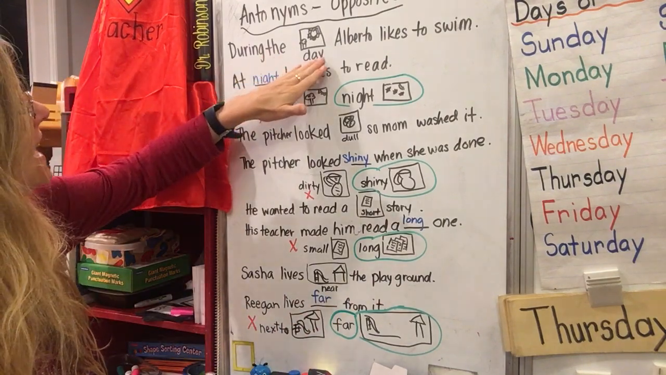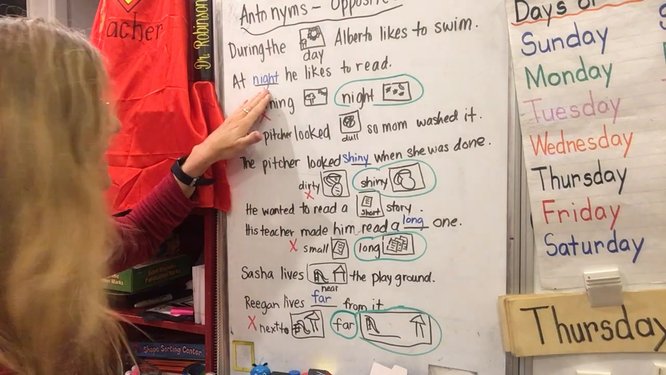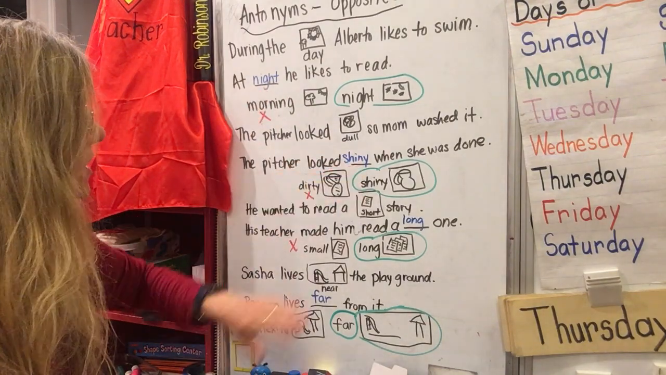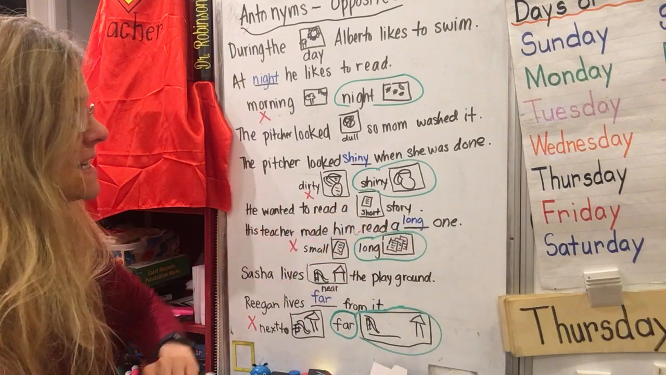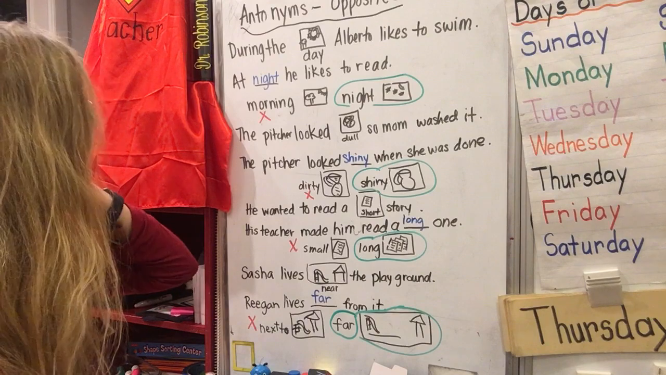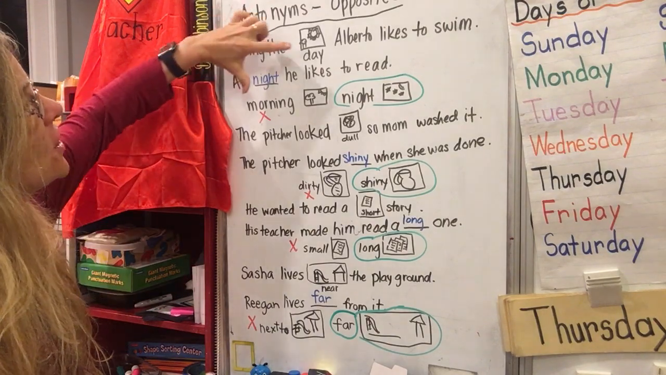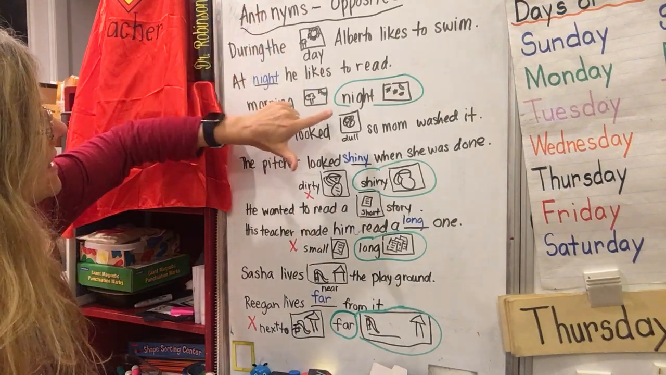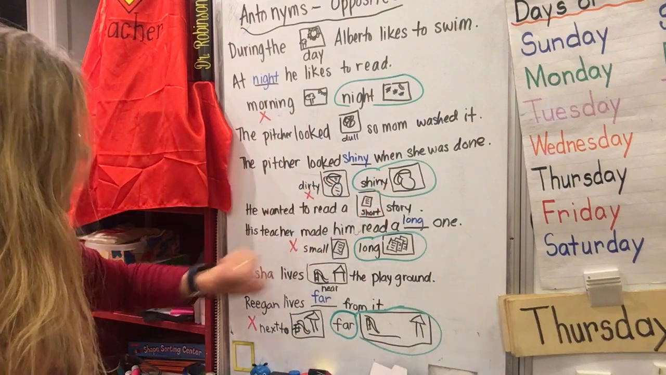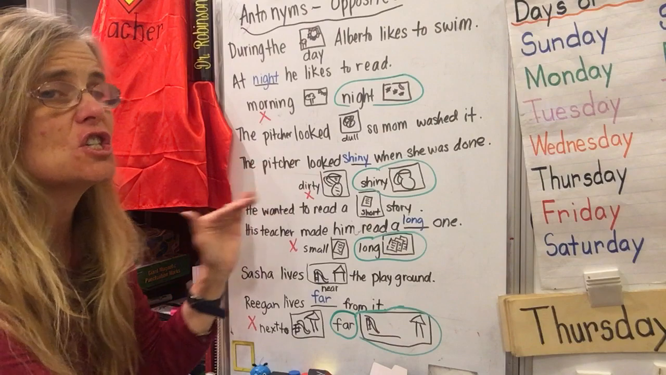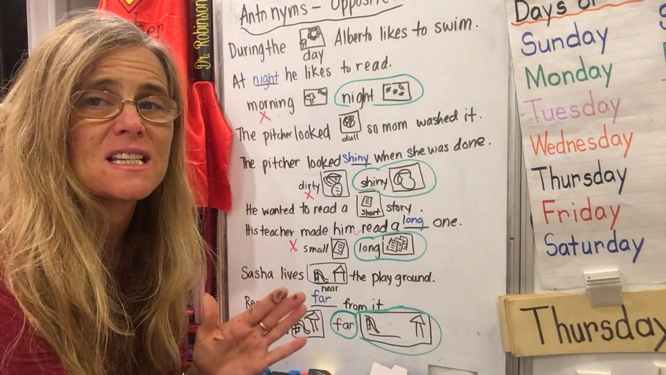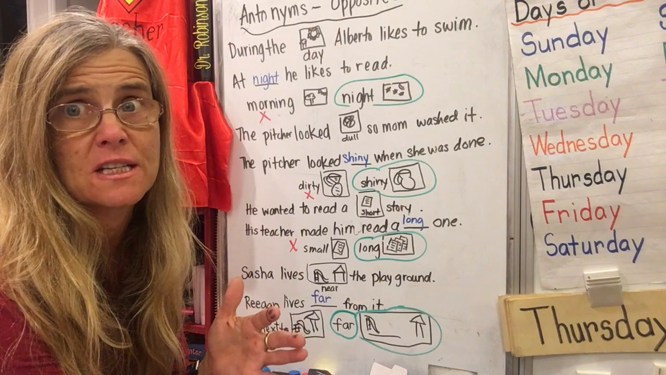So we have day, and the opposite is night. We have dull, and the opposite is shiny. We have short, and the opposite is long. We have near, and the opposite is far. So the antonyms here are day and night, dull and shiny, short and long, near and far. And essentially synonyms, which are words that mean the same thing, but they don't necessarily sound the same, and they're not necessarily spelled the same.